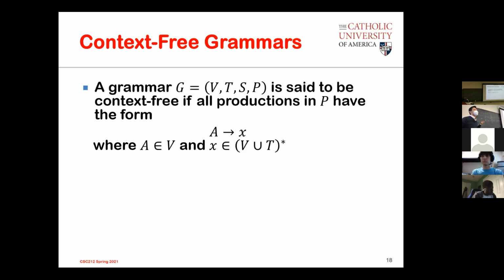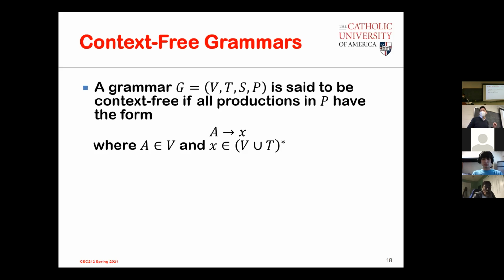Okay. A regular grammar is left or right linear, and it's of this form. A context-free grammar, this is the form. Okay. Any question about the distinction between the regular and the context-free grammar? That's so simple. That's all you need to know.